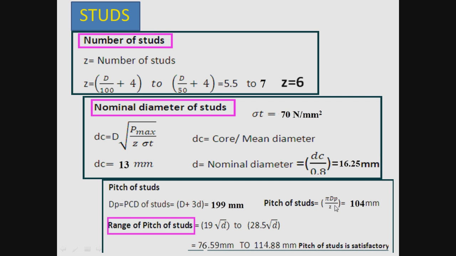Next is pitch of the studs. Pitch of the studs is given by pi dp by z. So dp value is 199, z is 6. So if you substitute values, you will get the pitch of the studs as 104 mm.